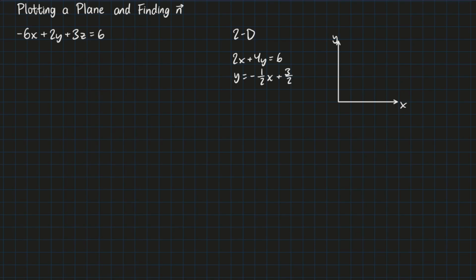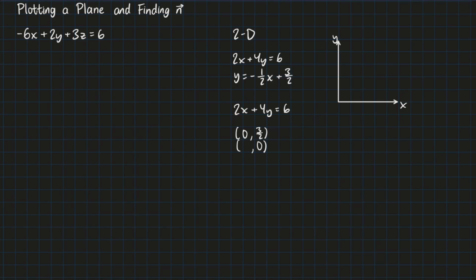So let's take our standard form equation again. So we can first find the y-intercept by plugging in 0 for x. So if 0 is x, 0 times 2 would be a 0, and we're left with 4y equals 6, which means y would equal 6 over 4, or 3 halves.